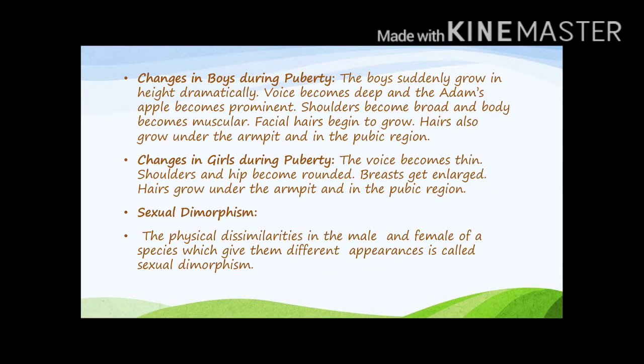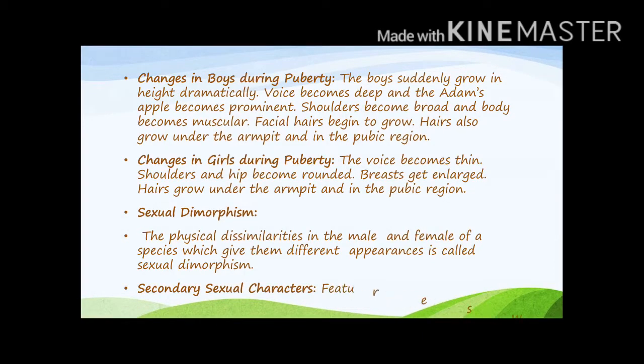Next is sexual dimorphism. The physical dissimilarities in the male and female of a species which give them a different appearance are called sexual dimorphism. Means by looking only we can identify this is the male and this is the female. These changes in the body happen very suddenly, and after these changes, the male and female can be identified, or their appearance becomes very different from each other, and this is called dimorphism.